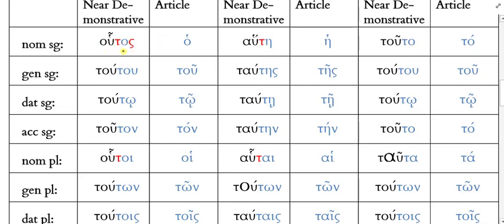So houtos is this masculine singular person. Here then we have tutu.